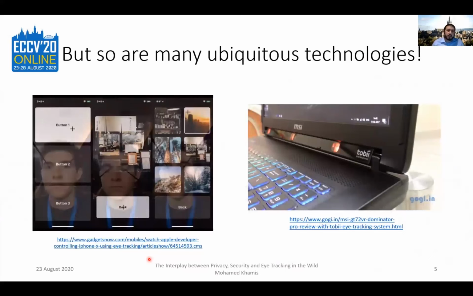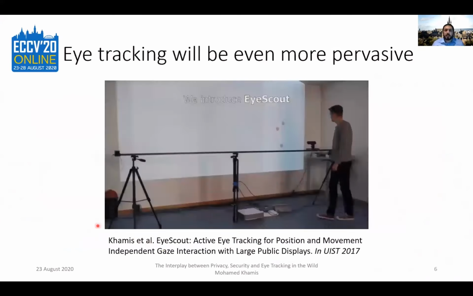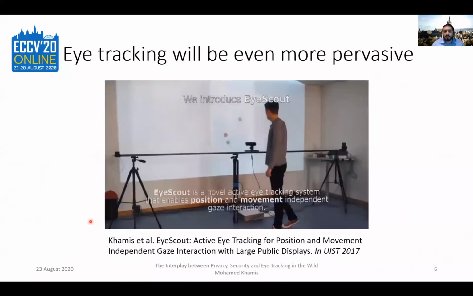So there are already a lot of sample applications online that use eye tracking on mobile devices such as the iPhone and Huawei and Samsung phones, so the recent ones that come with front depth cameras. And if you look into research activities, you can find even more examples of pervasive eye tracking.